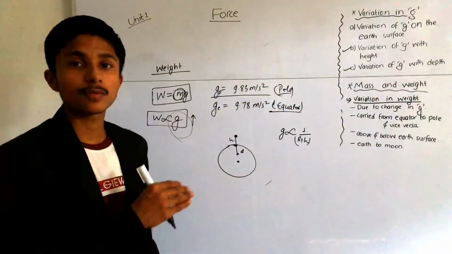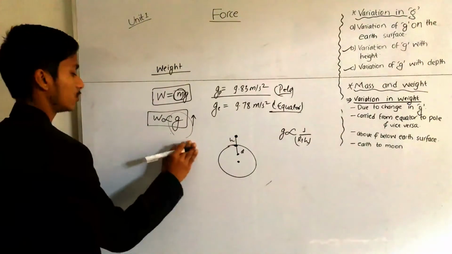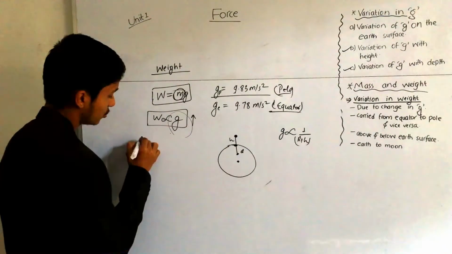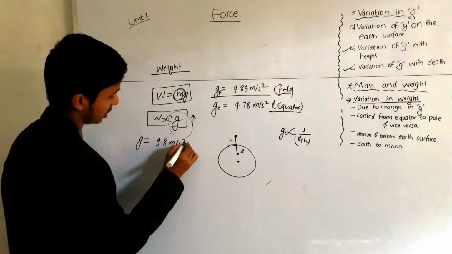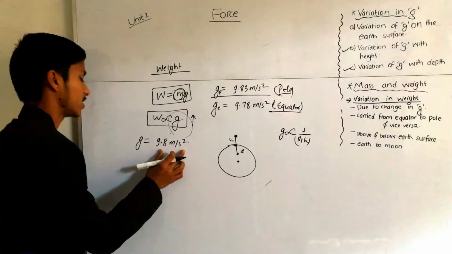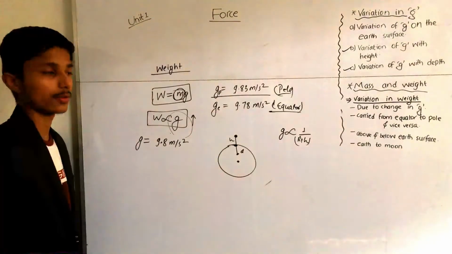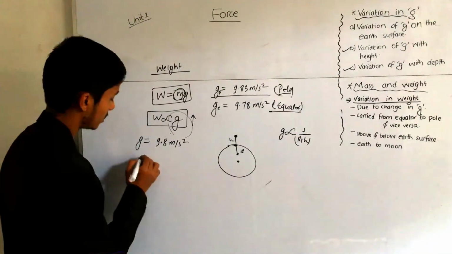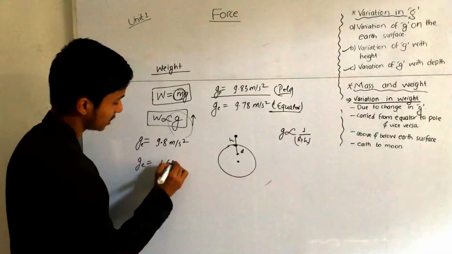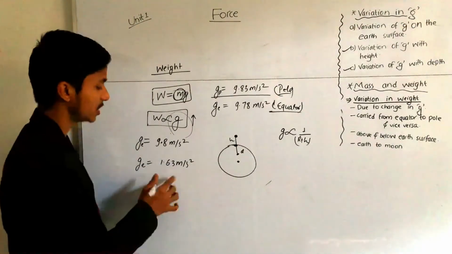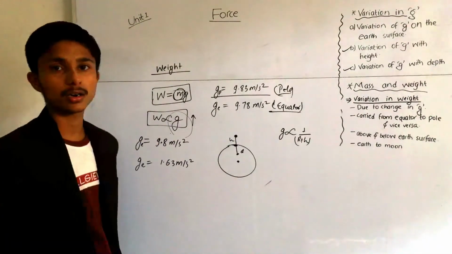When an object is carried from Earth to Moon, what will be the change in weight? We know the acceleration due to gravity of the Earth is 9.8 meter per second square. This is the constant value for the Earth. And the value of acceleration due to gravity of the Moon is 1.63 meter per second square, which is almost 1/6 of that of the Earth.